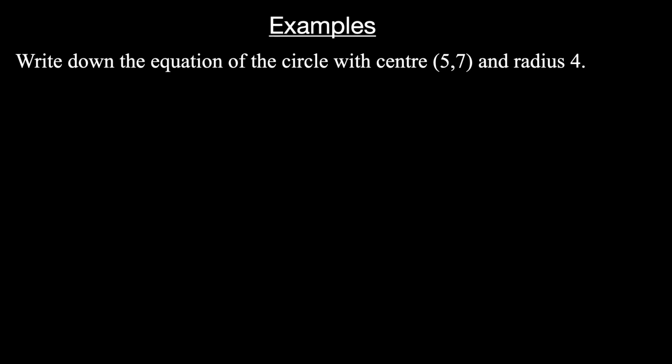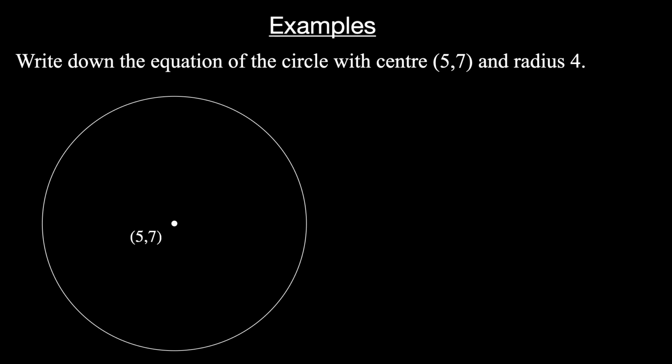This question says, write down the equation of the circle with center (5, 7) and radius 4. So let's draw a diagram with center at (5, 7), and let's pick a point on that circle. It could be anywhere, and I'm just going to put it up here, and I'm going to call that (x, y). So that's representing any point on this circle. They've also told us the radius has a length of 4, and now we want to find a relationship between these two variables.